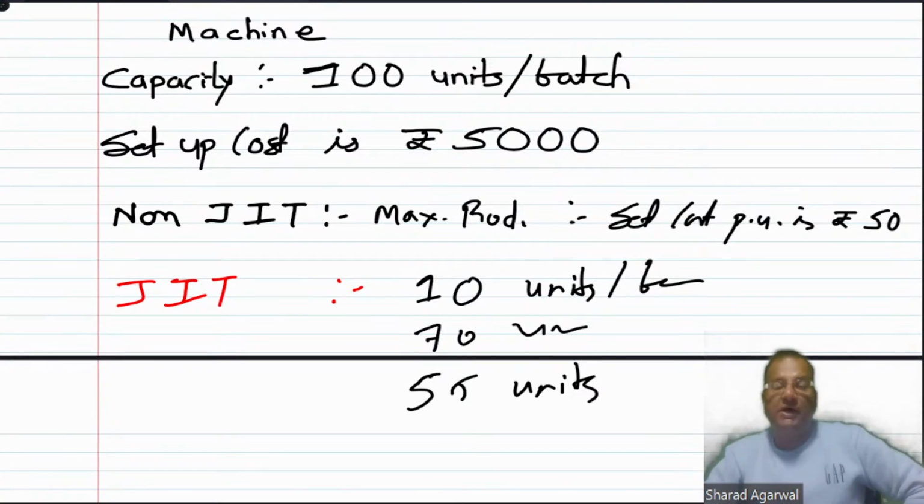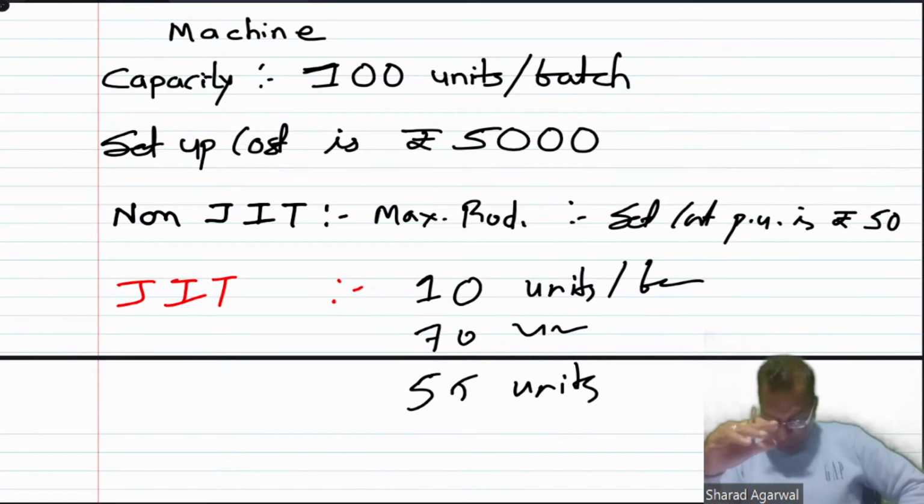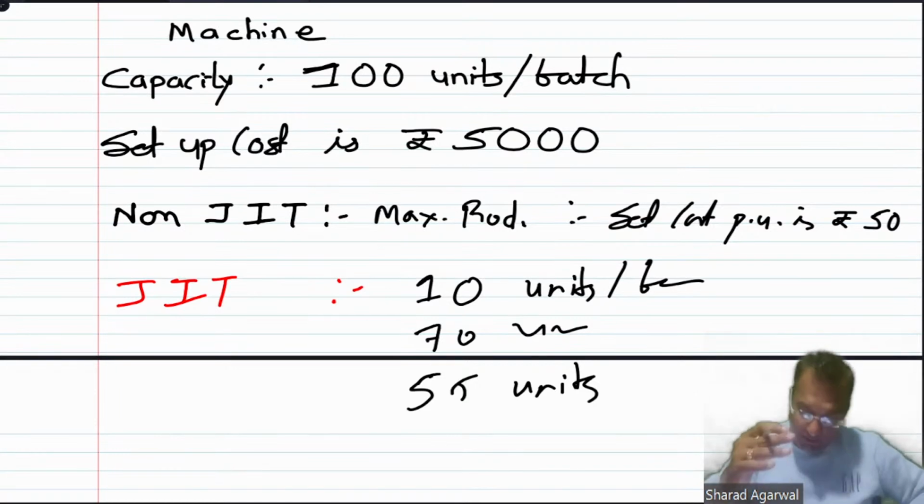Very good, Aniket beta. It will result in higher setup cost per unit. The objective of lean system is to reduce the cost. Don't you think by applying the JIT system, we are increasing the cost in the form of higher setup?